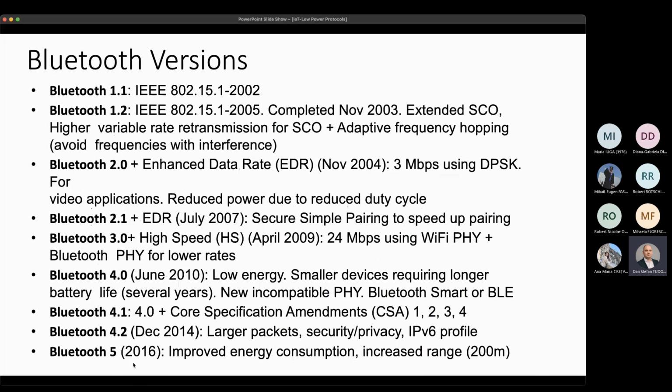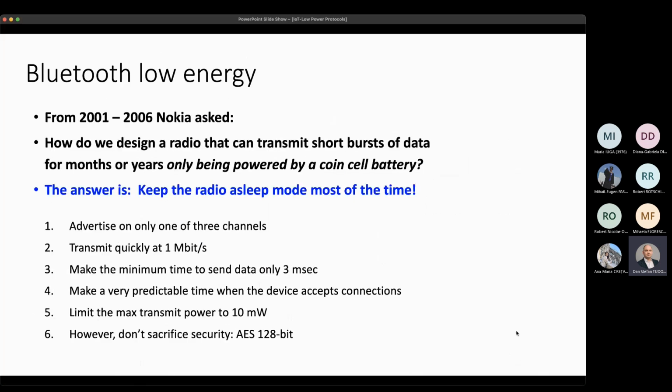Then Bluetooth 5 in 2016 is the latest installment, with improved energy consumption and increased range for communication up to 200 meters of distance between devices. So what's with Bluetooth Low Energy? Because it's very well suited to IoT devices.